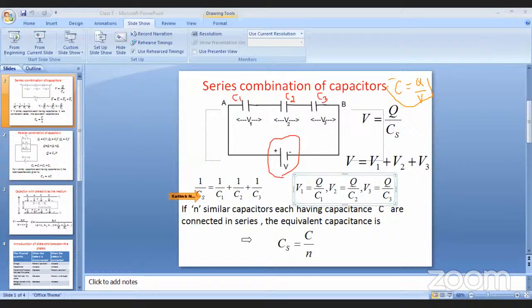If you have n number of similar capacitors, each having capacitance C, connected in series, the equivalent capacitance is given by Cs equal to C by n. So this is how you need to understand the series combination of capacitors, and I think you all can understand this concept very easily since you might have studied these concepts right now in your 12th grade.